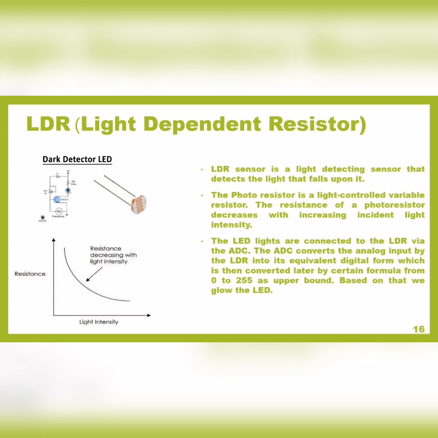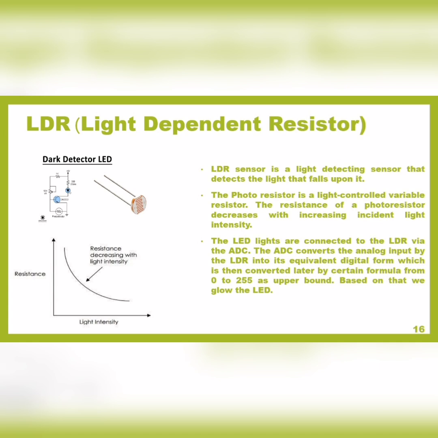The ADC converts the analog input given by the LDR into its equivalent digital form, which is then converted by a certain formula to a range from 0 to 255 as the upper bound. Based on that, we glow the LED. The graph beside represents how the LED is functioning. As the light intensity increases, the resistance decreases.